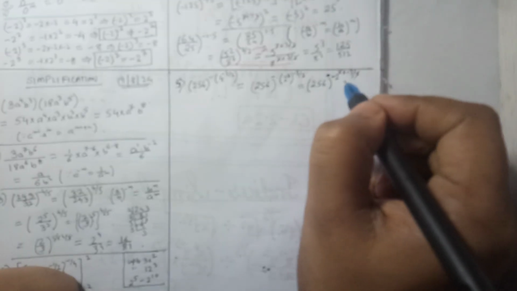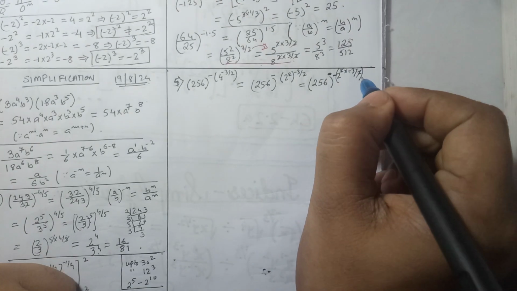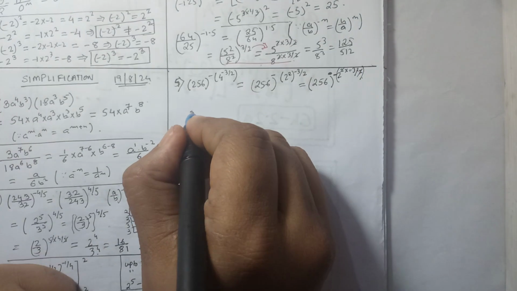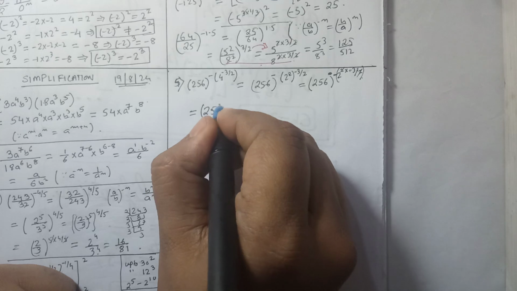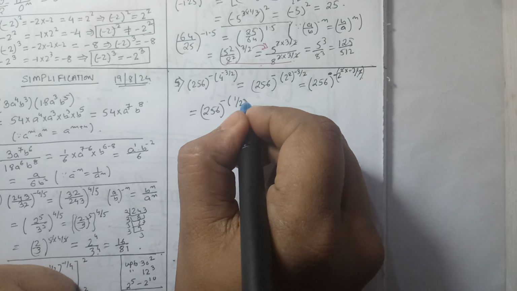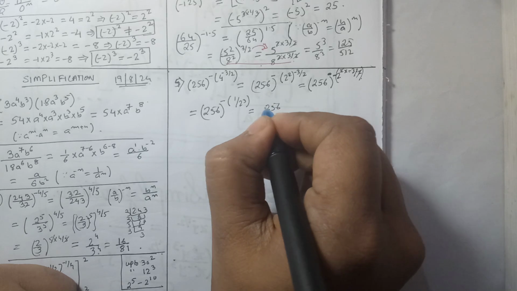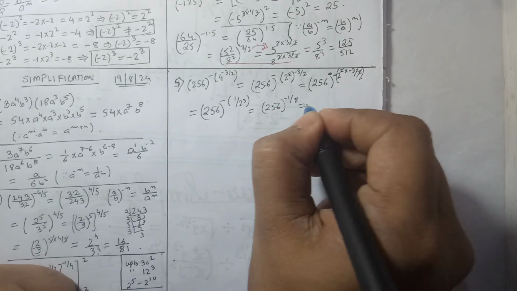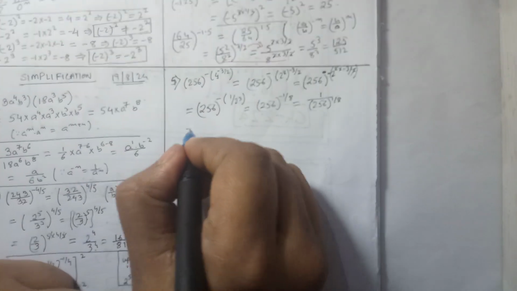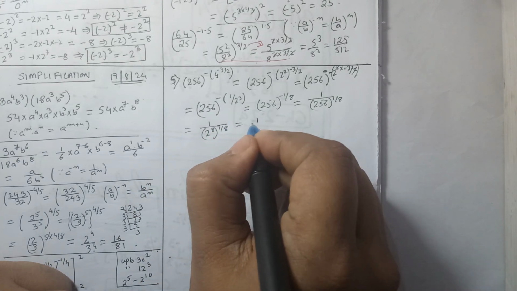So this is minus 2 to the power. Yeah, so 2 to the power minus 3. So what do I have? 256 to the power of minus, 2 to the power of minus 3 is 1 by 2 cube. So 256 to the power of minus 1 by 8, which is 1 by 256 to the power of 1 by 8. 1 by 2 to the power of 8 to the power of 1 by 8.